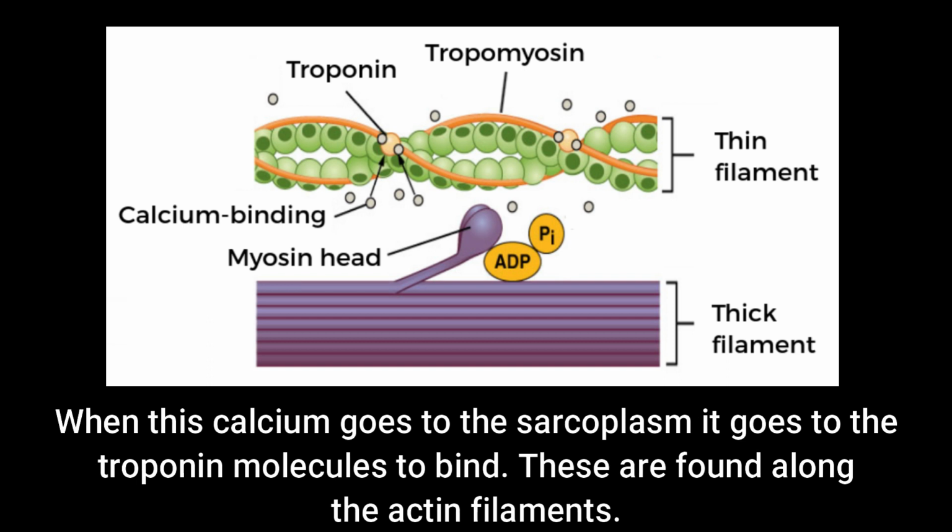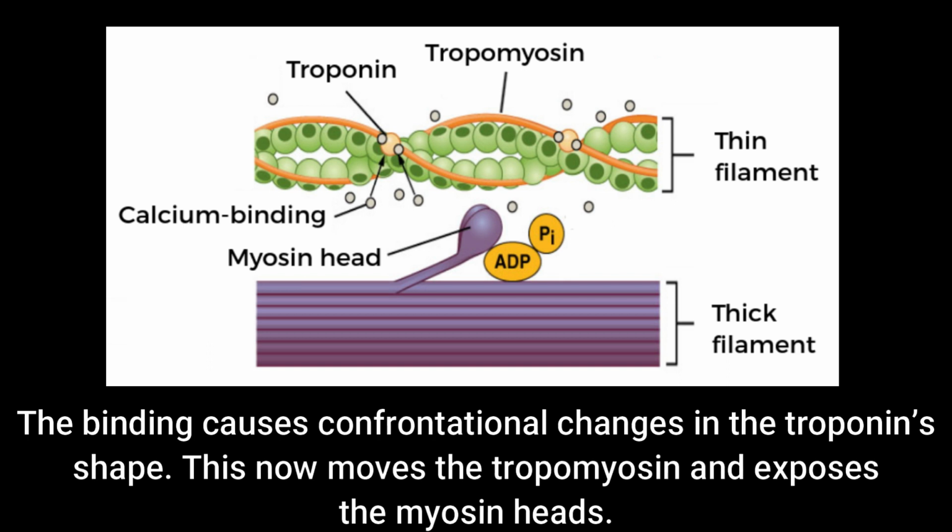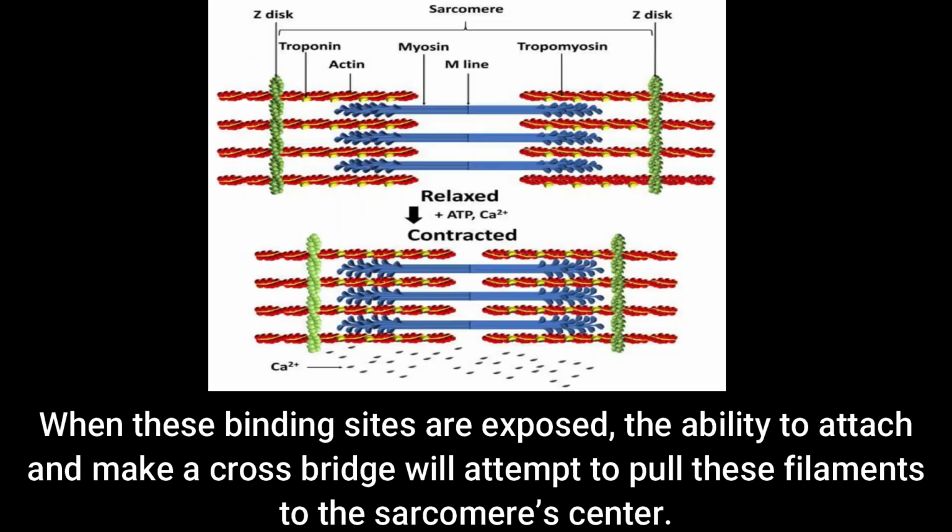When this calcium goes to the sarcoplasm, it goes to bind to the troponin molecules. These are found along the actin filaments. The binding causes conformational changes in the troponin's shape. This now moves the tropomyosin and exposes the myosin binding sites.